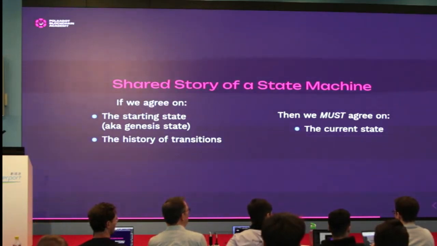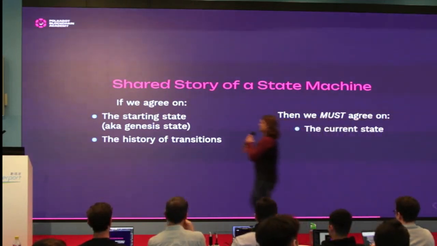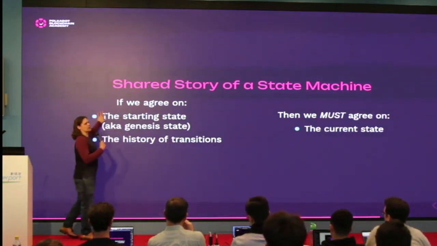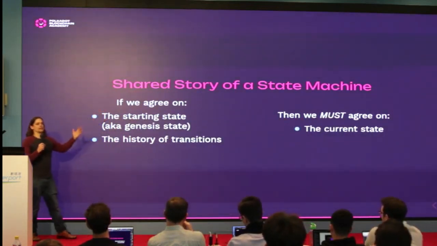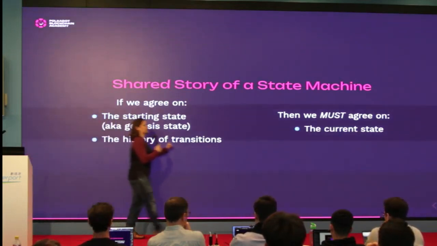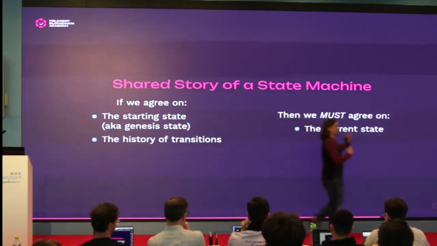So this is actually the crux of what the blockchain is going to do for us. The blockchain is going to help us know a starting state, or actually it's more like we're going to choose a starting state when we launch a blockchain. And the blockchain is going to help us track the history of transitions. And from that, we're all going to agree on the current state.